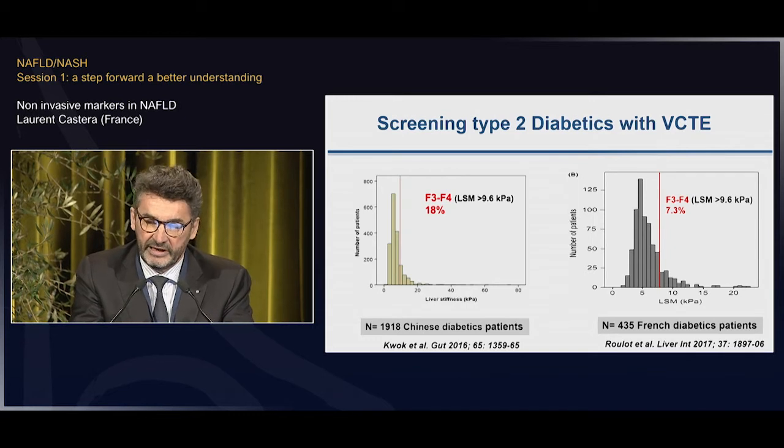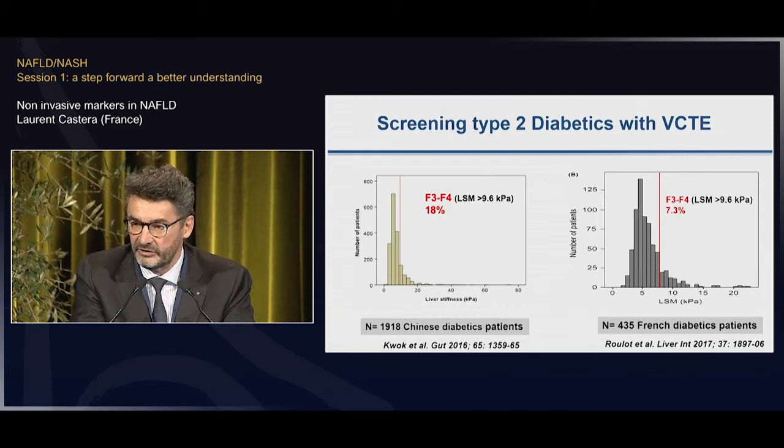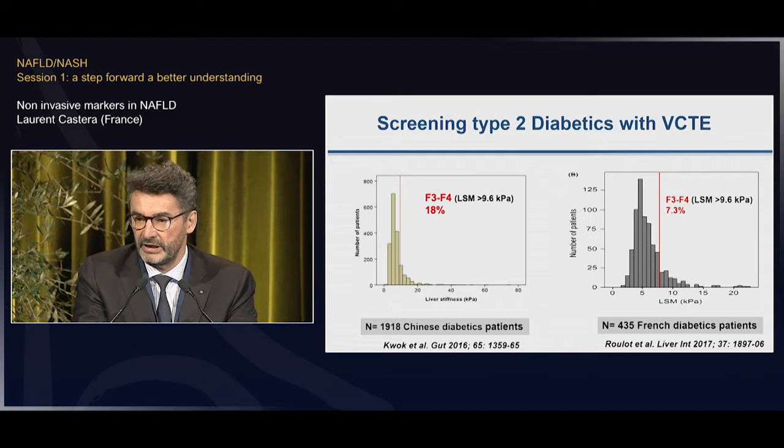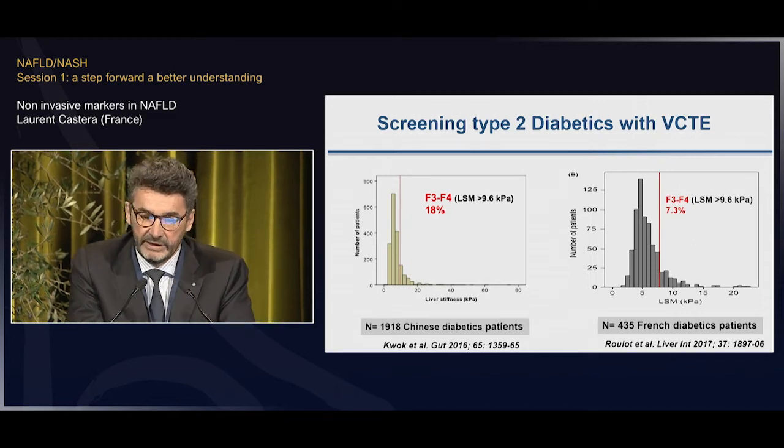Now, what about diabetics? As you know, they are high risk, but the prevalence is much higher, close to what we're seeing in our center. And in this setting, I'm not sure using, of course, FIB-4 is easy to do, but a sequential algorithm is really worth it. You can go directly, I think, to transient elastography.